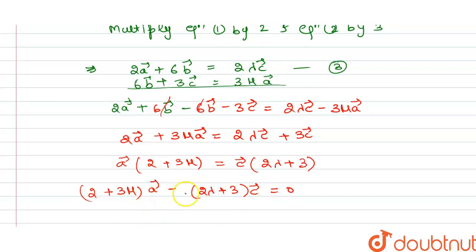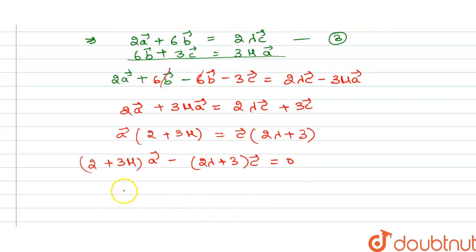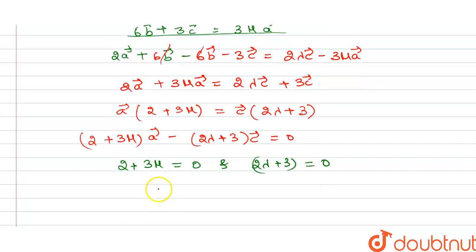We are given that a, b, c are non-collinear vectors. So from here we can write 2 plus 3 mu is equal to 0, and 2 lambda plus 3 is equal to 0. So we get lambda equal to minus 3 by 2 and mu equal to minus 2 by 3.